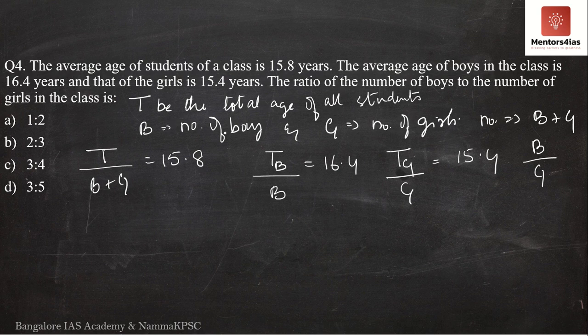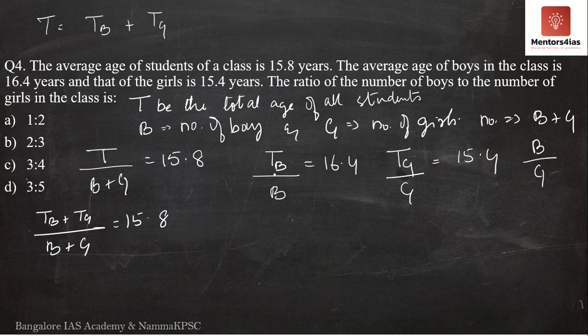Now, looking at these three relations, what is T? T is the sum of ages of all students, meaning it is the sum of the ages of all the boys, which is TB, and the sum of the ages of all the girls, which is TG. So in this relation, I am going to write T as TB plus TG divided by B plus G is equal to 15.8.